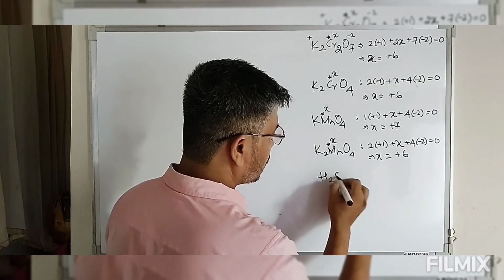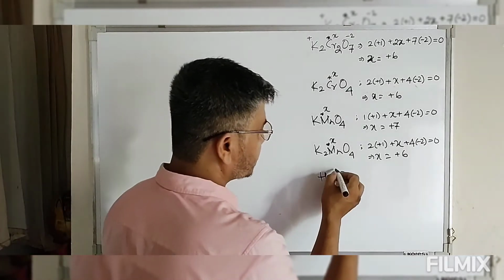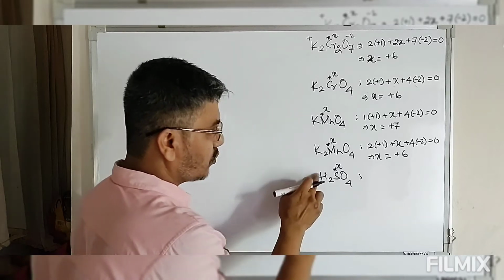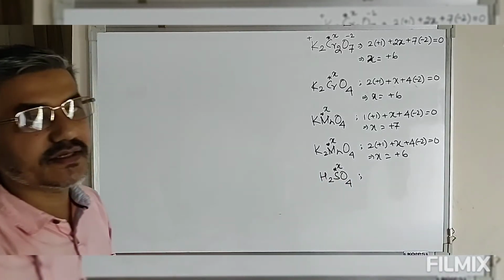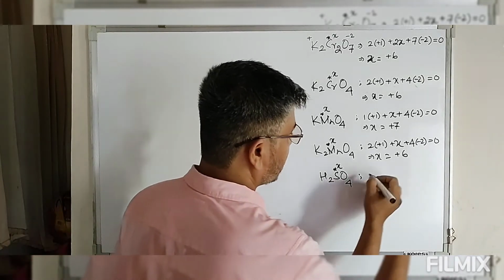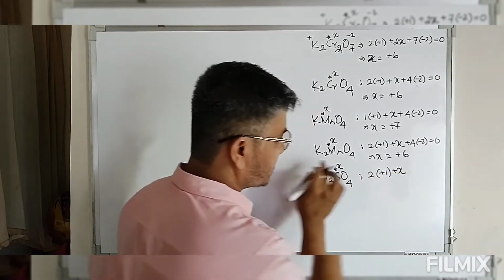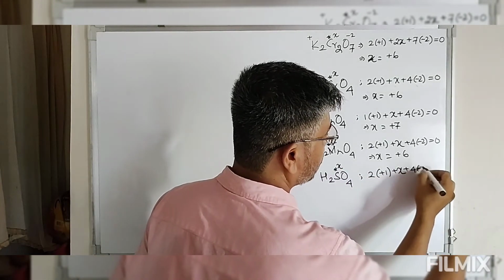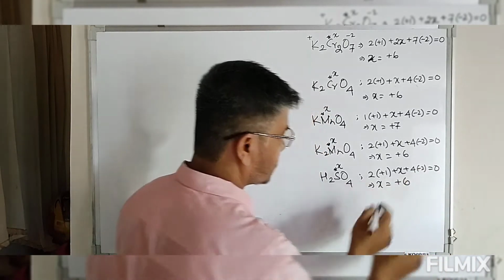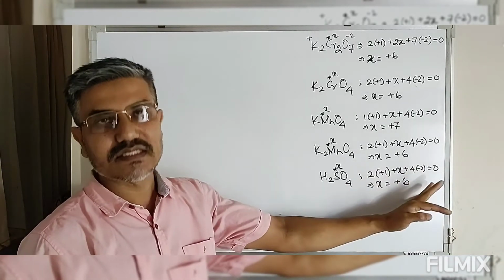Let's take this case, H2SO4, sulfuric acid. Now we have to find the oxidation state of sulfur. Let's suppose this is X. Now the rule says when hydrogen is bonded to a more electronegative atom, hydrogen is in +1 oxidation state. So in this we have 2 hydrogen at +1 oxidation state. We have 1 sulfur, let's suppose this is X. Then we have 4 oxygen, 4 into -2, is equal to 0. So therefore X is equal to +6. So in sulfuric acid, the oxidation state of sulfur is +6.